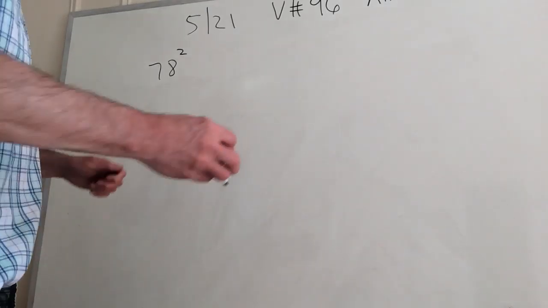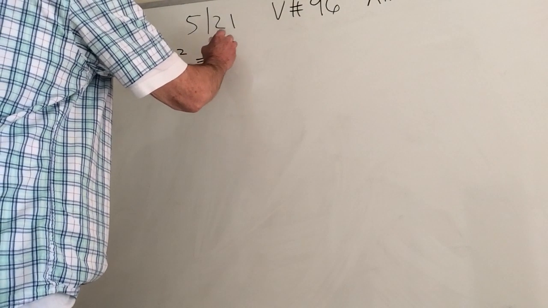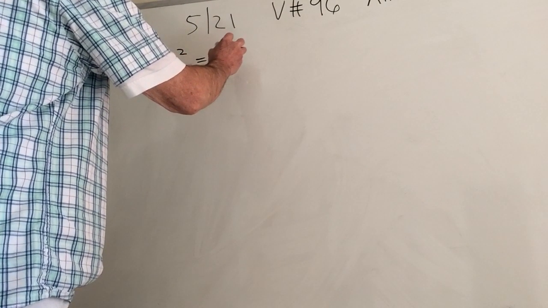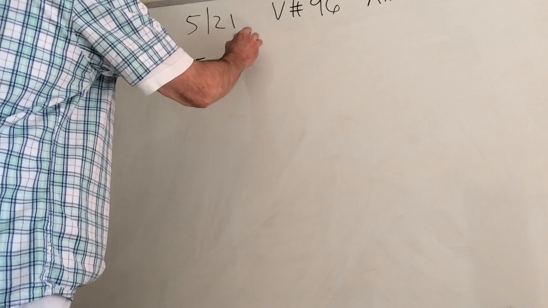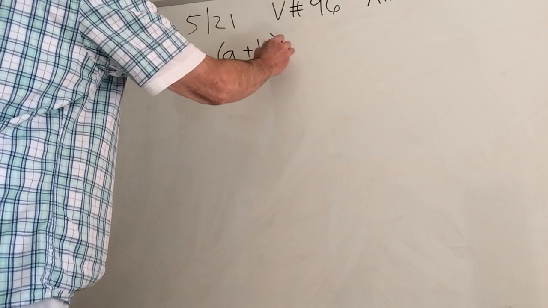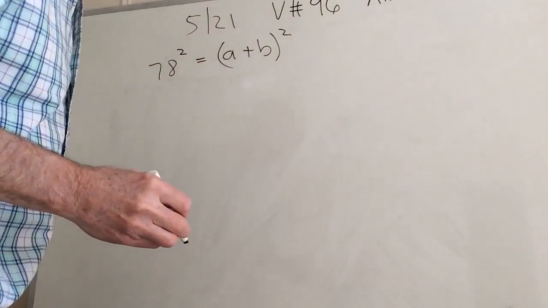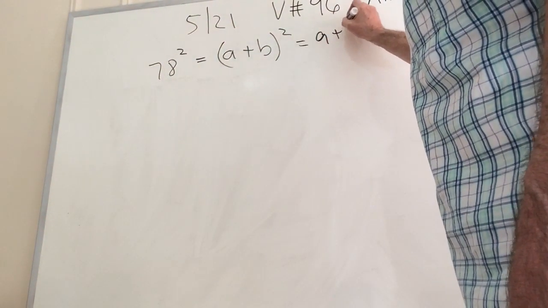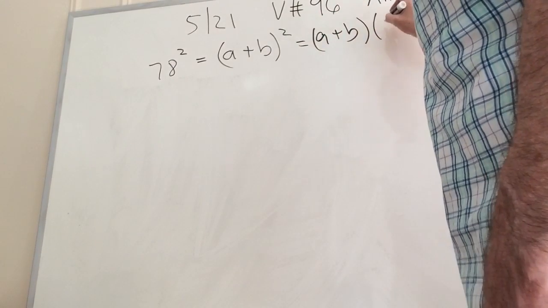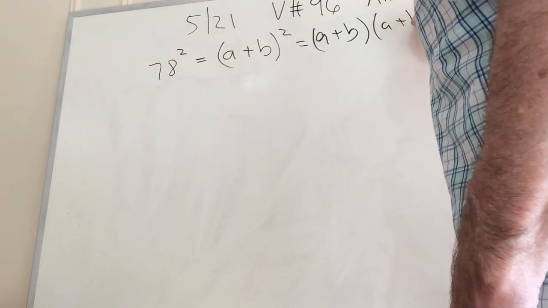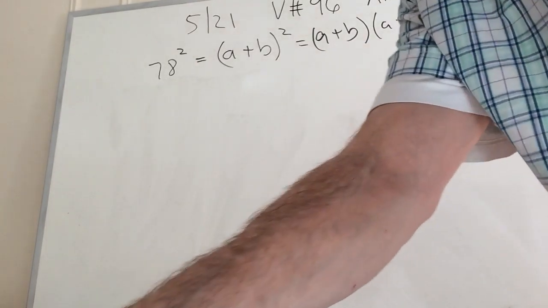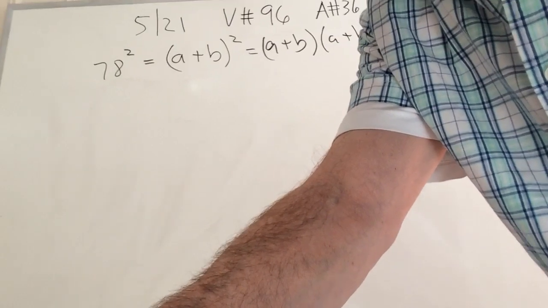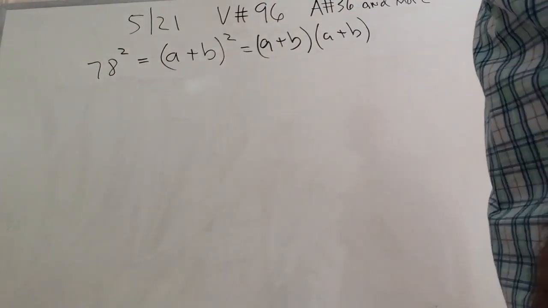And I'll be using the FOIL technique and breaking up numbers and doing things that kids your age should be doing. So let's see. The easiest way that I see it is to think of 78 squared as one number plus another number squared. And that means that it's a plus b times a plus b. That's been explained to you. Now you get yet another chance to see what I'm saying.